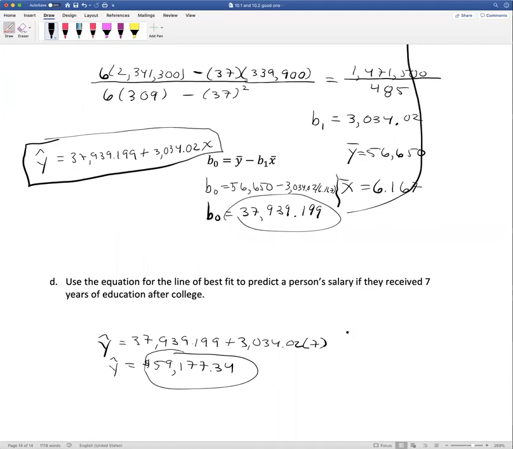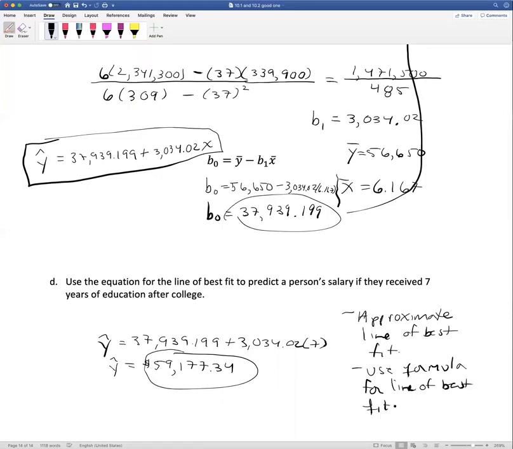For linear regression, I want you to be able to approximate the line of best fit by drawing it. I would like for you to use the formula to find the line of best fit. And then I would like for you to be able to use that formula to help you predict information. So once you have the formula for the line of best fit, use the formula to predict info.